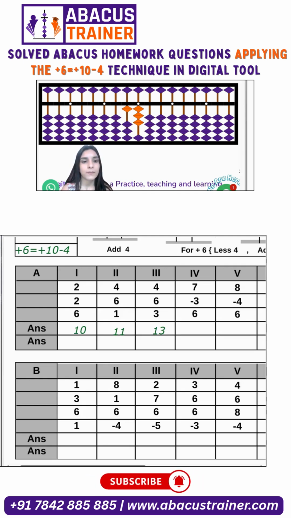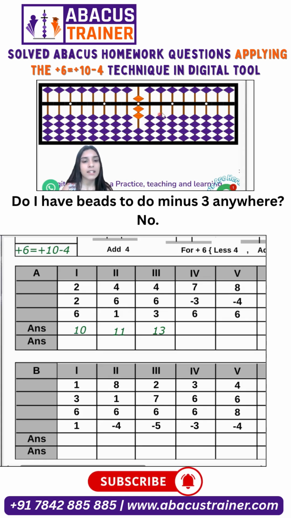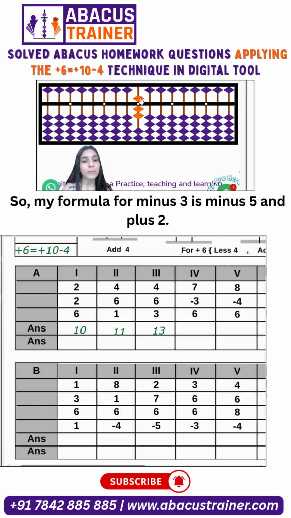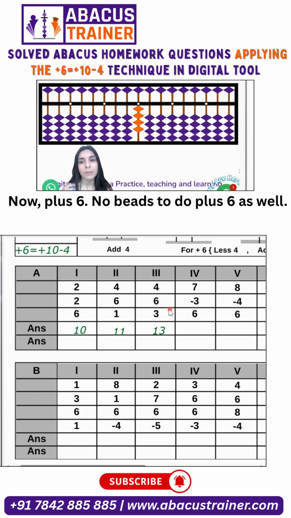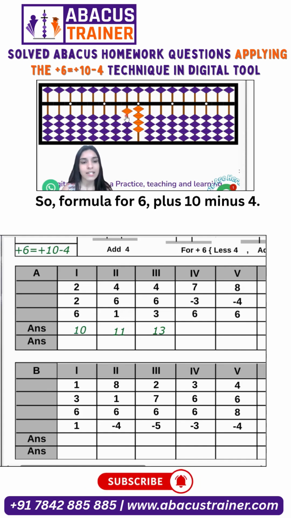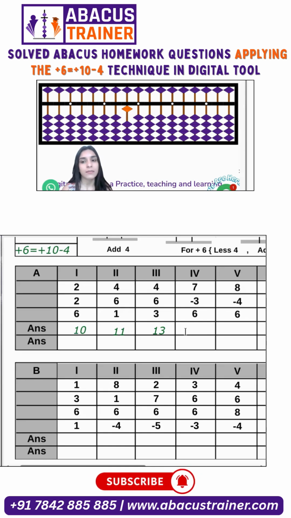Next, 7 minus 3. Do I have beats to do minus 3 anywhere? No. So my formula for minus 3 is minus 5 and plus 2. Now plus 6. No beats to do plus 6 as well. So formula for 6 is plus 10 minus 4. My answer is 10.